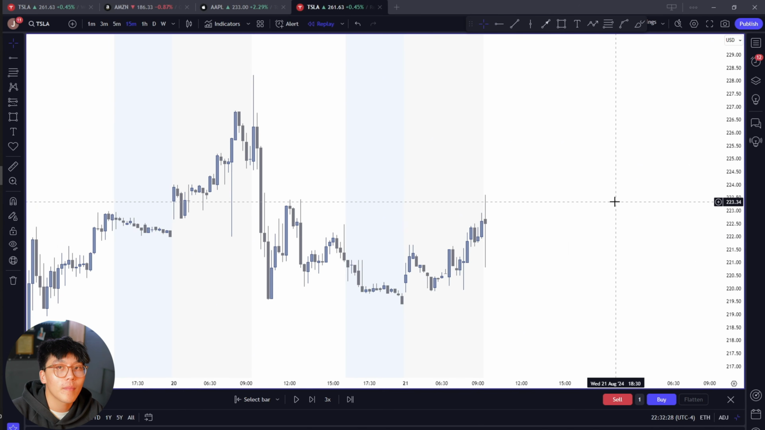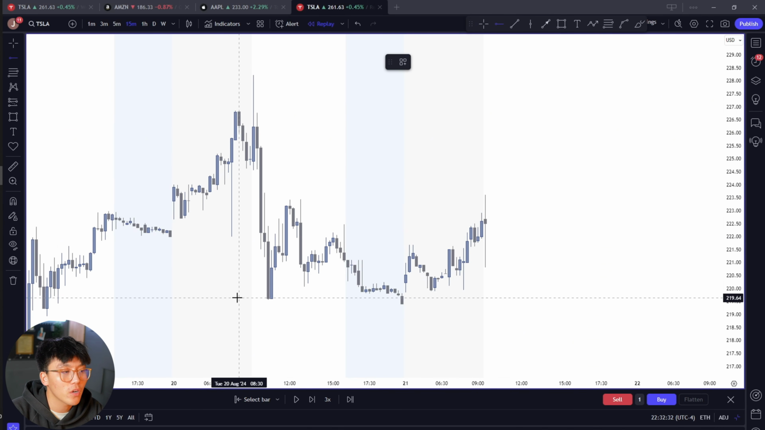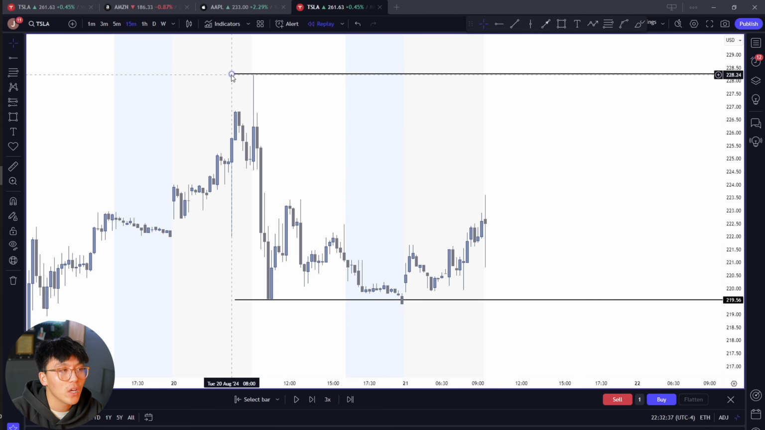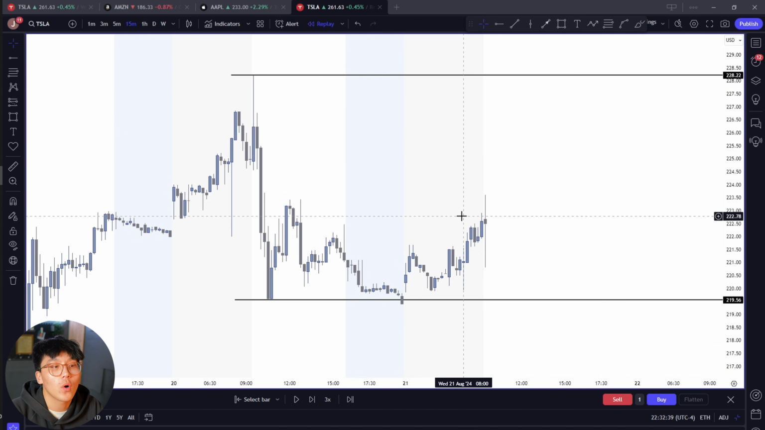So as you can see, we're on my first day here, and we're going to follow these 3 steps. The first thing we're going to do is mark out your previous day's low, and now we're going to mark out your previous day's high. So we have this marked out. Now we can go on to the lower time frames and mark out our opening range candle.